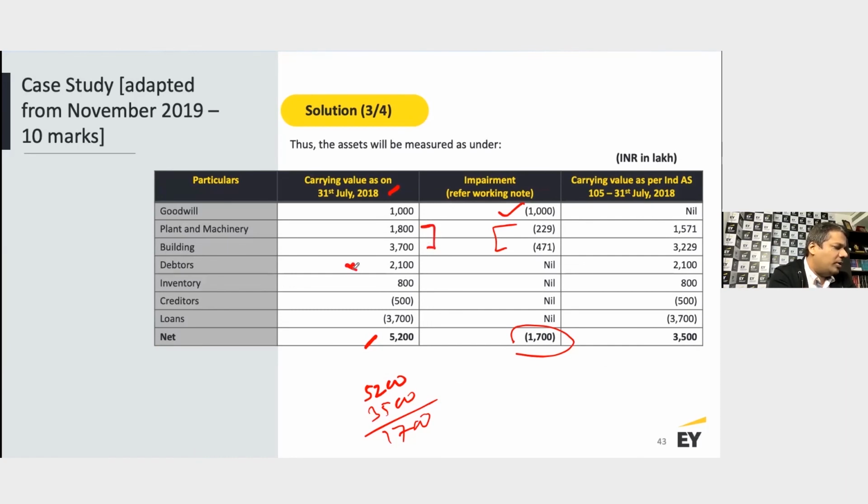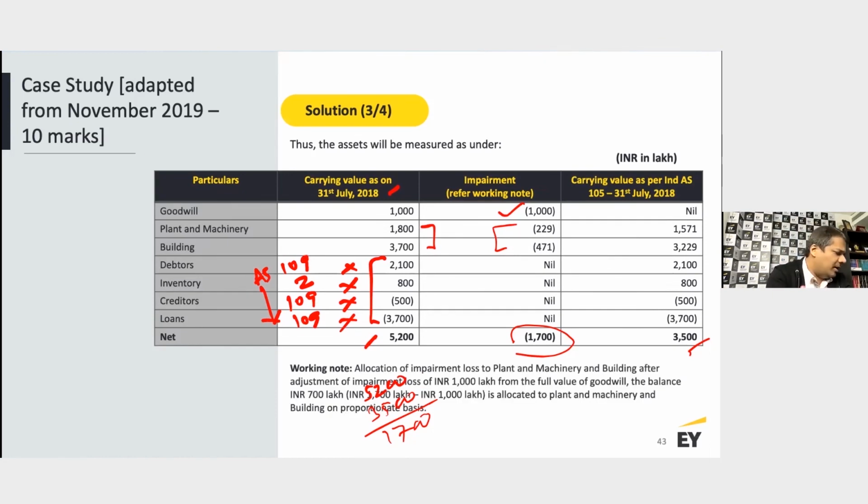I'm not allocating to debtors, inventory, creditors, or loan. These are measured as per Ind AS 2 and Ind AS 109. Hence you don't need to allocate anything to these four items, asset or liability. I will only allocate this in the respective proportion, which comes to 3,500. And I'm going to cease the depreciation.